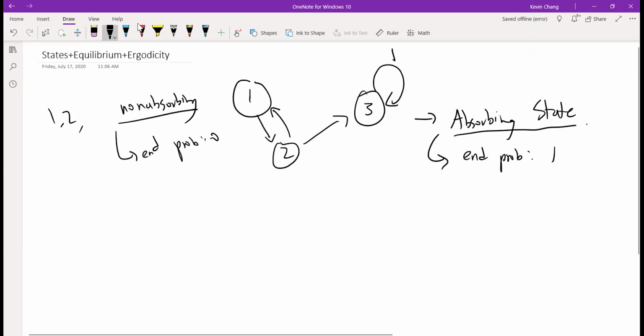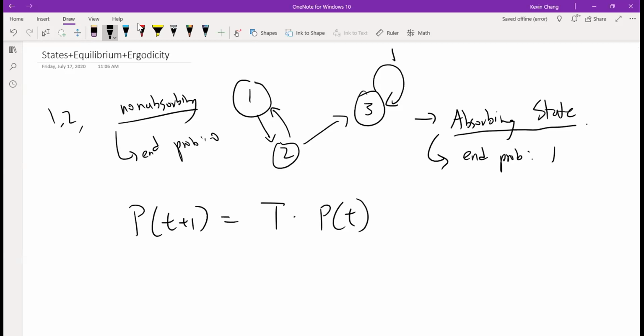There are methods I'm going to show you in the future, but quickly let's talk about how we can find these equilibrium probabilities. If you remember, our transition matrix and our matrix equation looks something like this. This is generally what it looks like, T times P of t. This is transitioning from time t to time t plus 1.